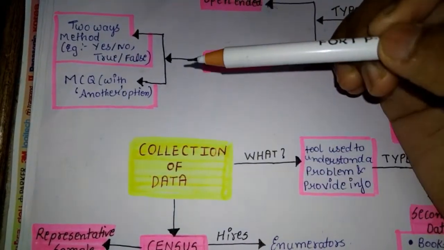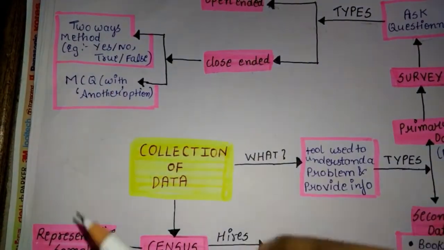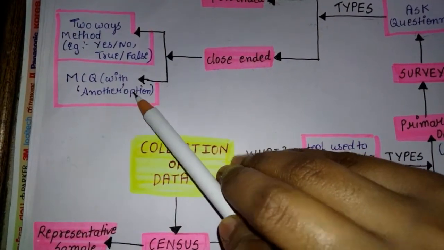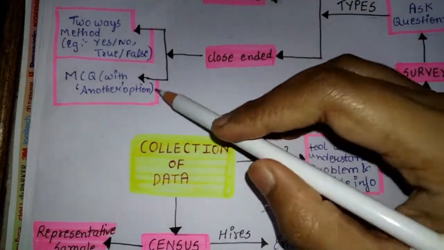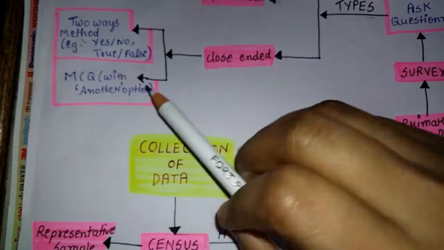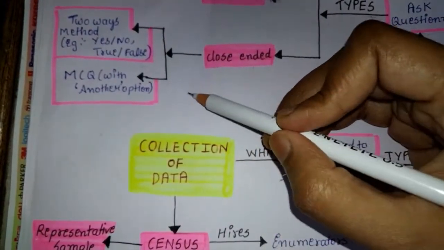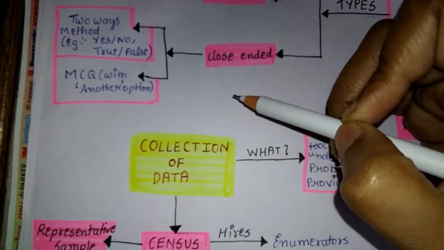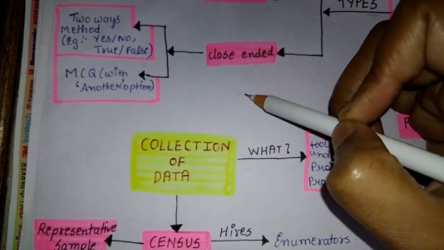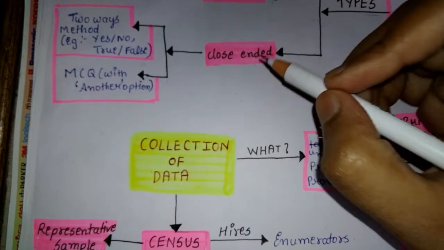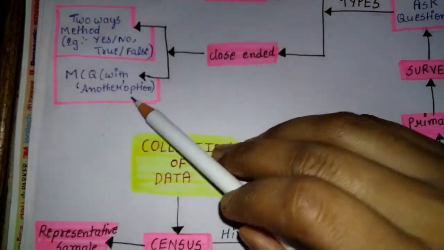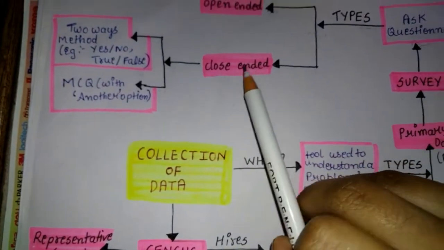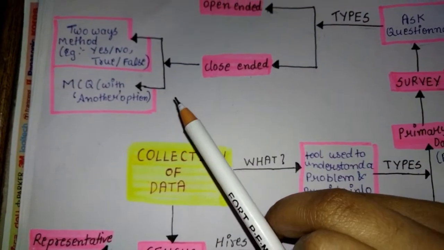And the other type of close-ended is MCQs with options. The fourth option every time in the MCQ is like "any other", so you can provide the description, you can provide what is not included in the MCQ options. So these are close-ended questions.